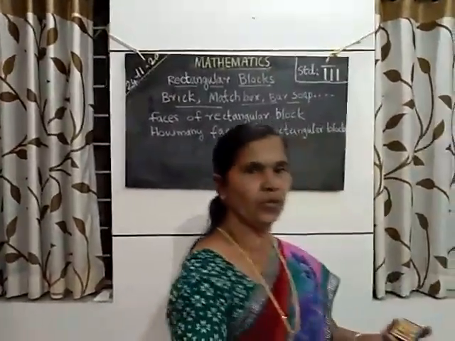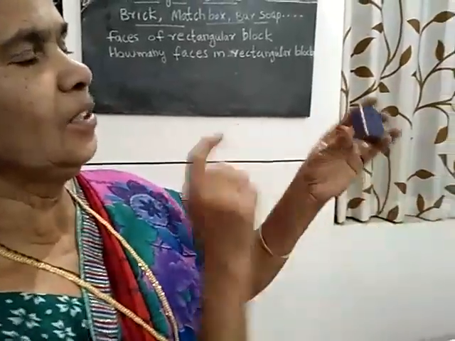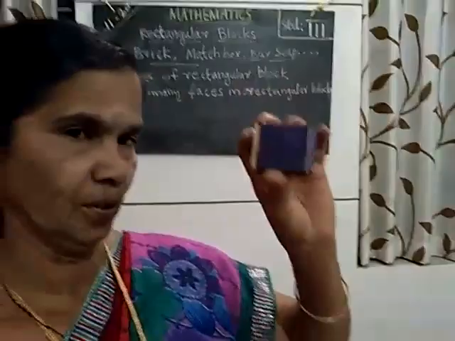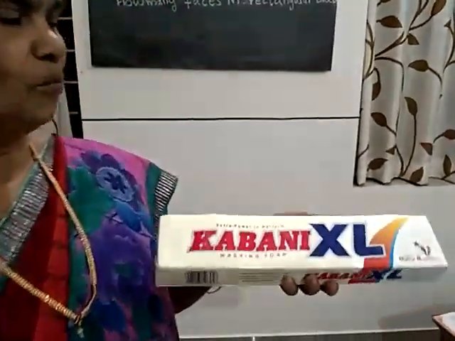Another example for a rectangular block is a matchbox. You all are familiar with this matchbox at home, no? How many faces? One face, two faces, three faces, four faces, then the fifth face here, the sixth face here. This also has 6 faces. Another example for a rectangular block is bar soap.